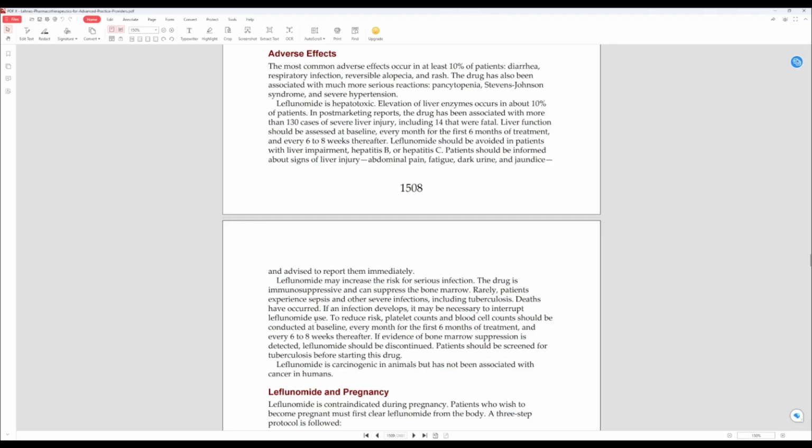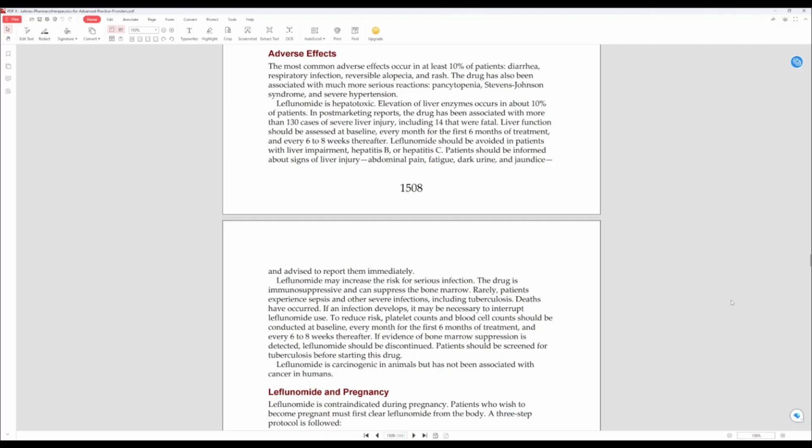Leflunomide may increase the risk for serious infections. The drug is immunosuppressive and can suppress the bone marrow. Rarely, patients experience sepsis and other severe infections, including tuberculosis. Deaths have occurred. If an infection develops, it may be necessary to interrupt leflunomide use.